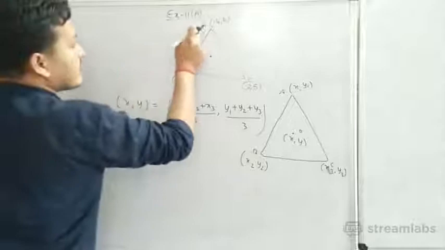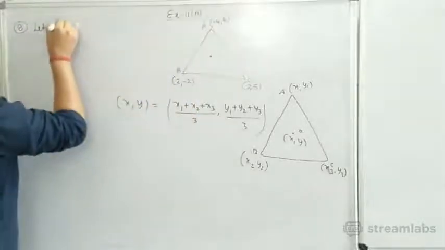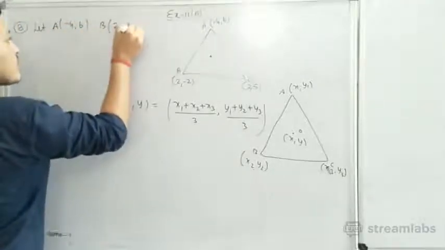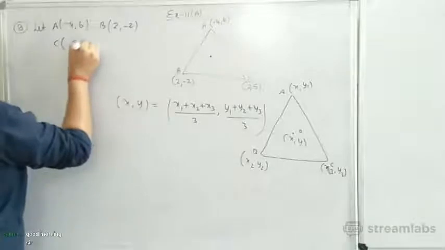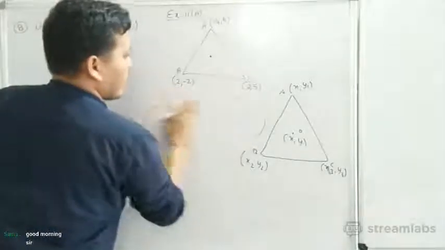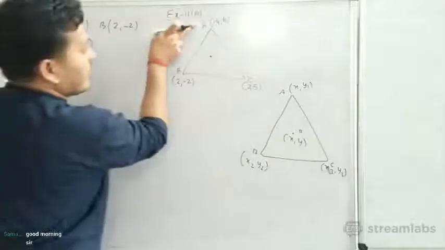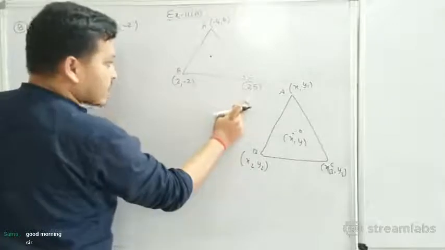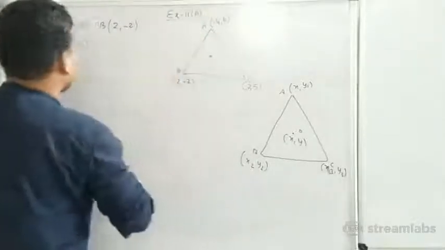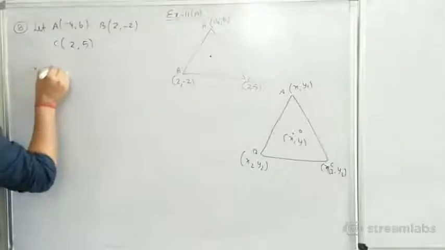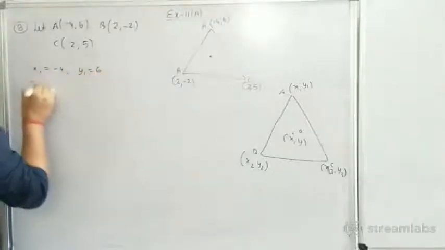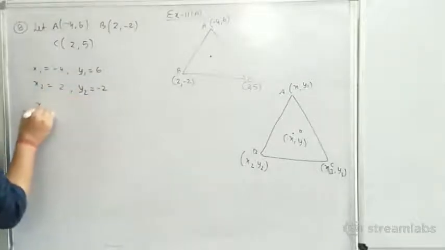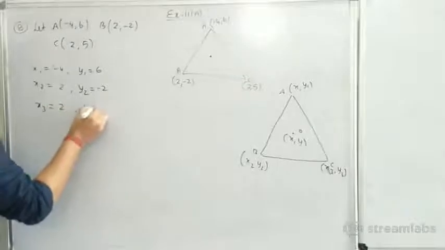So let the vertices be A (-4, 6), B (2, -2) and C (2, 5). Now write x1 y1, x2 y2, x3 y3. It is your choice. So x1 is equal to -4 and y1 is equal to 6. Next x2 is equal to 2 and y2 is equal to -2. Next x3 is equal to 2 and y3 is equal to 5.